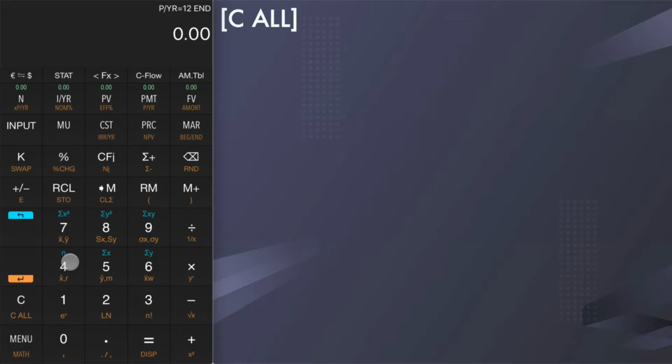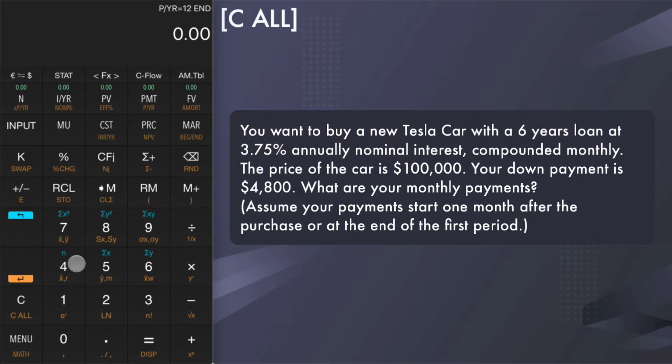Next, we will show you how to calculate the periodic payment. If you want to calculate how much money you have to pay out every month for your loan payment, you need to solve for the periodic payment, which is PMT. Let's consider the example of your car loan. You want to buy a new Tesla car with a 6-year loan at 3.75% annual nominal interest, compounded monthly.